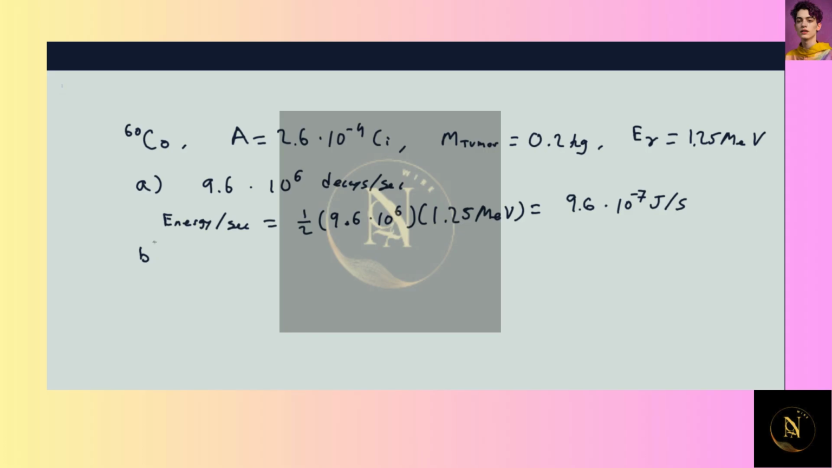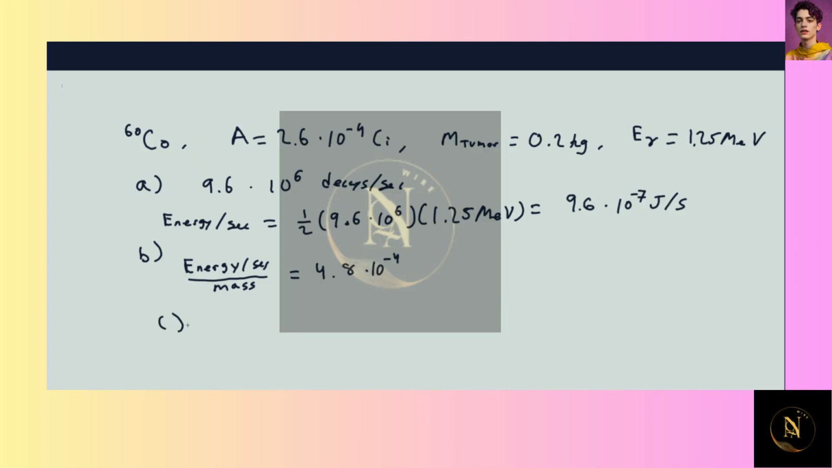Now for part B, we're asked to find what the absorbed dose is in rad delivered per second. So this is simply going to be total energy delivered per second over the mass of the sample, which if we work it out, works out to be 4.8 times 10 to the minus 4.